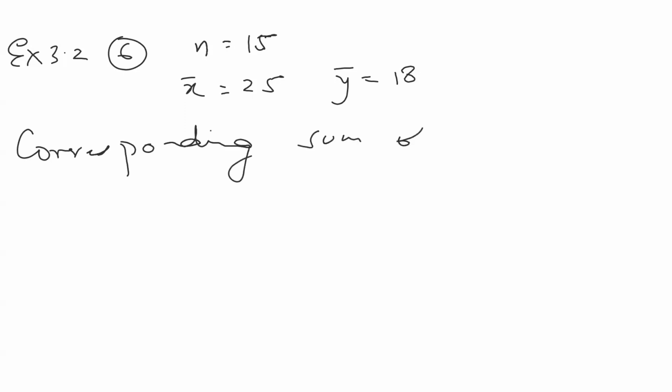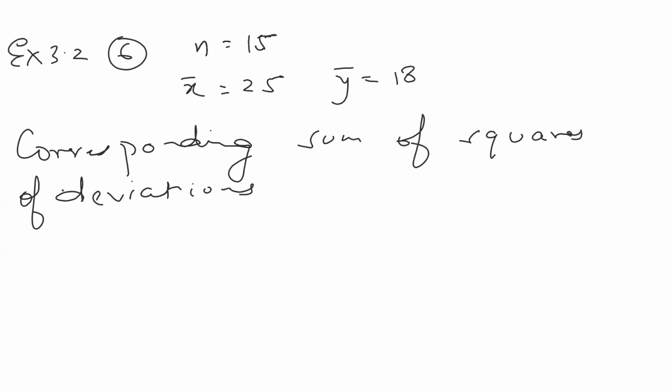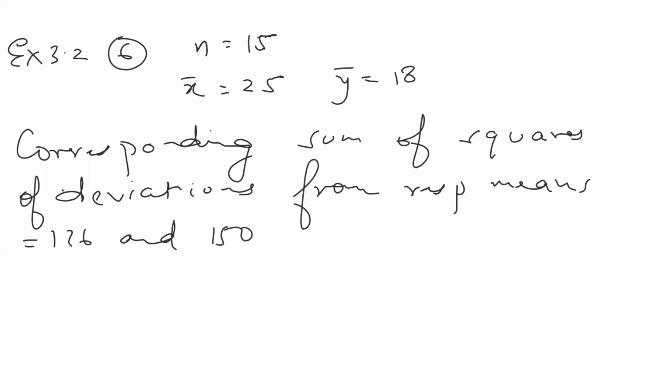They have given corresponding sum of squares of deviations from respective means equal to 136 and 150. Take 136 and 150.